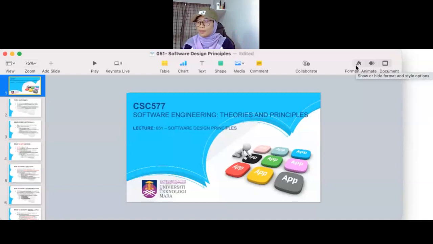Today we are going to the next phase, which is design, software design. So if we refer back to the process, the first part is analyzing requirements. That's why last week we learned RE. And the second process is design. That's what we learn this week: software design principles. And next, we start to construct, which is the development process. So it's going back to the process that we learned before.